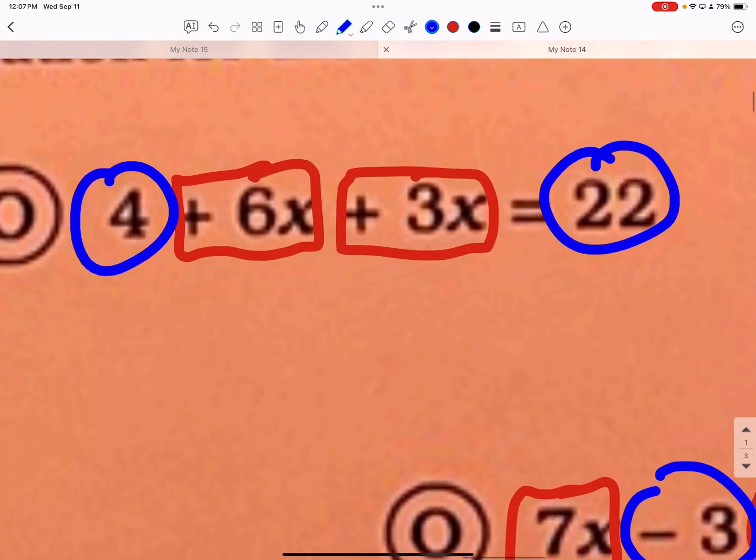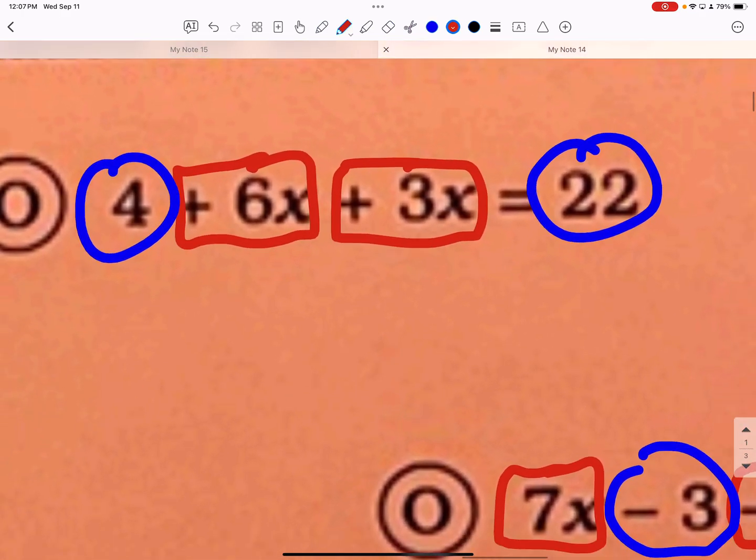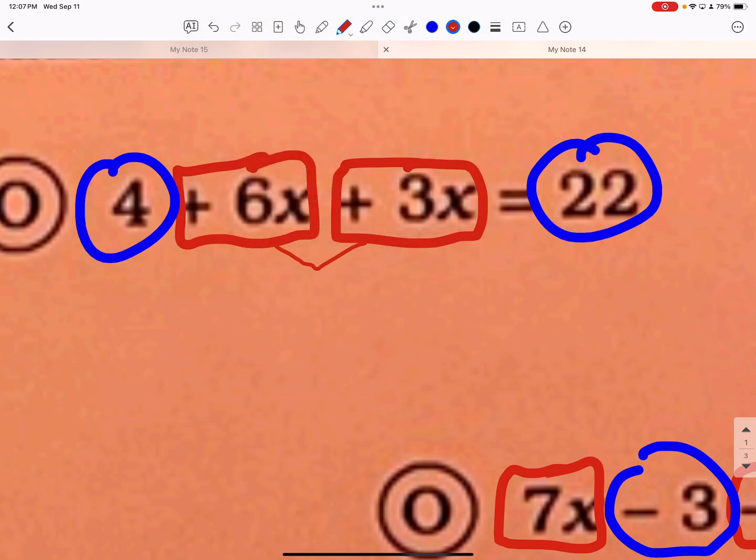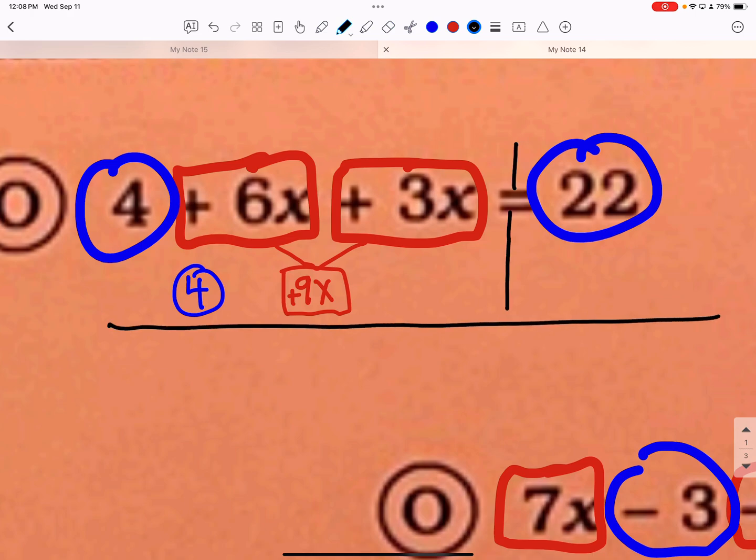Next one, let's go a little smaller. Okay, so I'm going to make this a little smaller. Ready? I'm going to combine those into 9 X's plus 6 and plus 3. So I really have 4 plus 9 X's equals, and this is where the line is, equals 22. Oops, sorry, no, it's not. Equals 22. Okay, so now I'm going to go like this and make my bedroom.